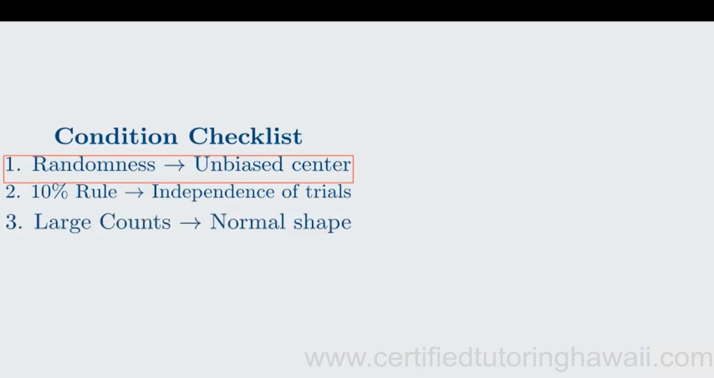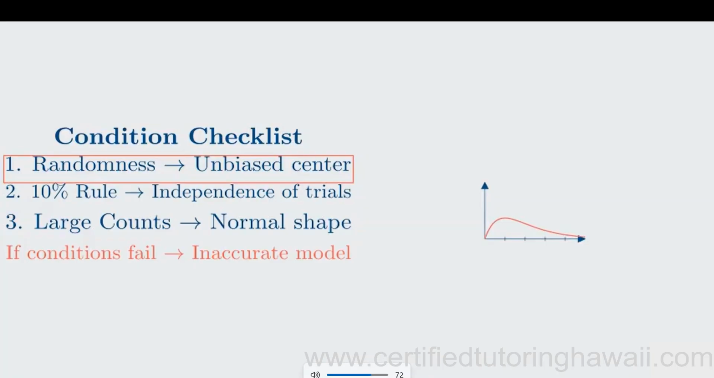What if conditions aren't met? If the large counts condition fails, say if one of your expected counts is only 5, the distribution might be skewed or have gaps. In that case, using the normal model would give you an inaccurate probability. Always double-check those counts.